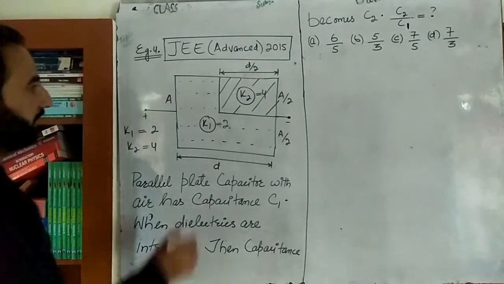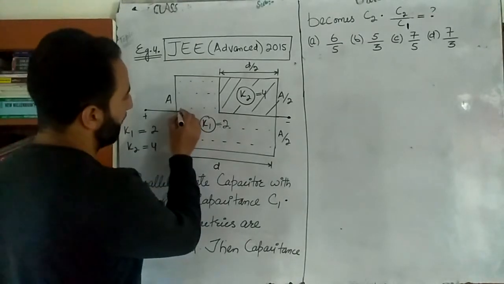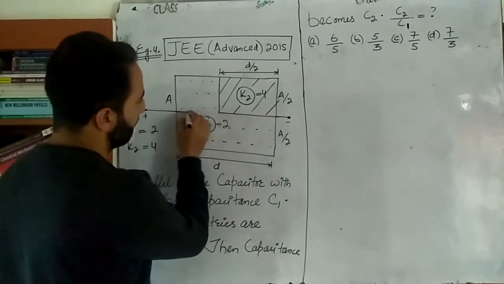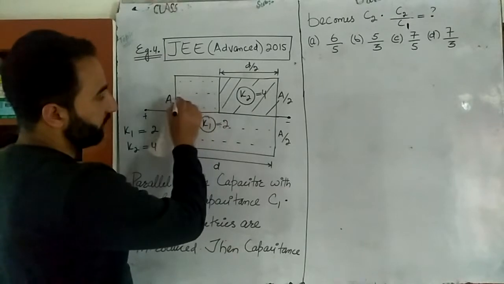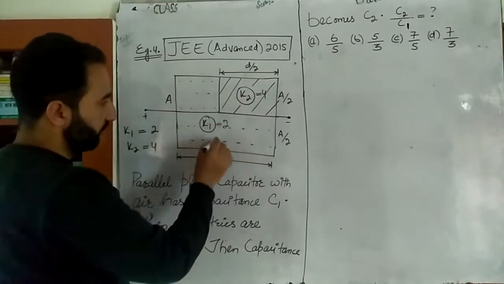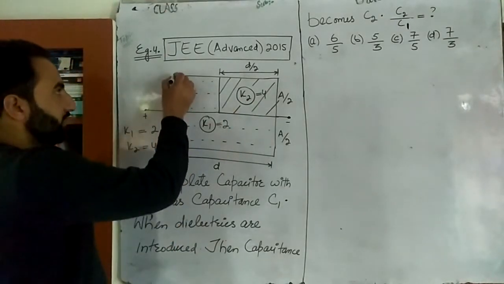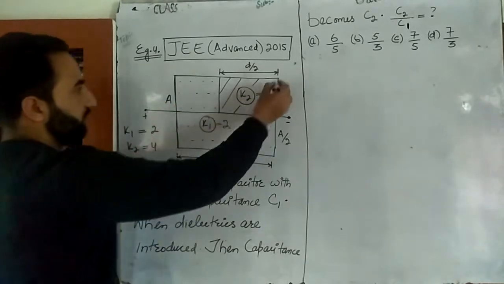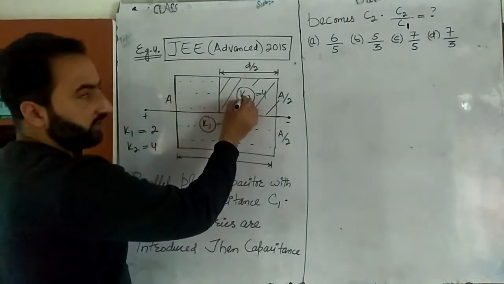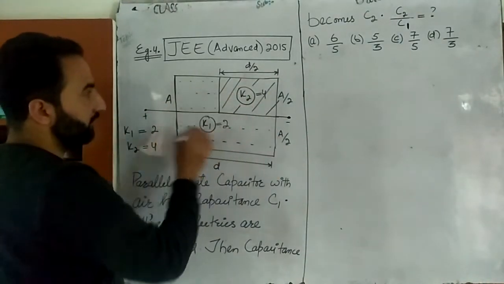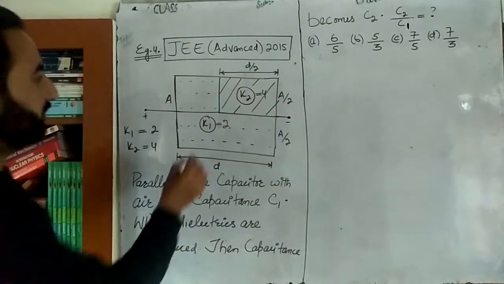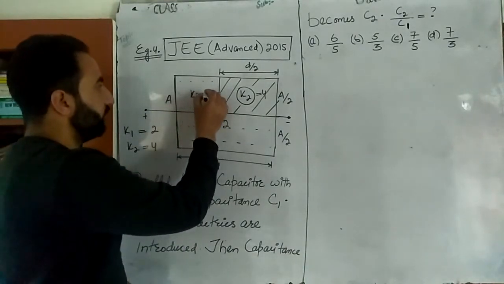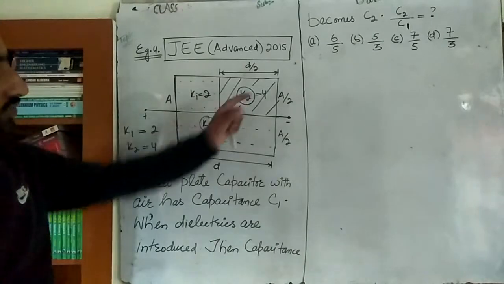What I will do is draw this line here, and this line here. Now this one and this one are connected in series, and then they are connected in parallel with this, because this is the area of the plates. These are the two terminals connected, so this one and this one are connected in series and then in parallel. Now if this is K1, this is also K1, which is equal to 2, and this K2 is equal to 4.